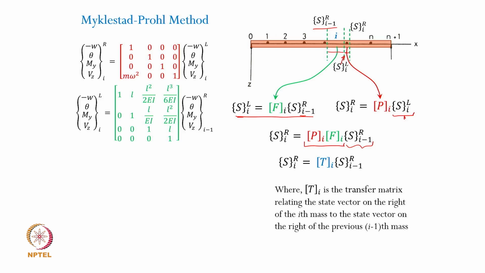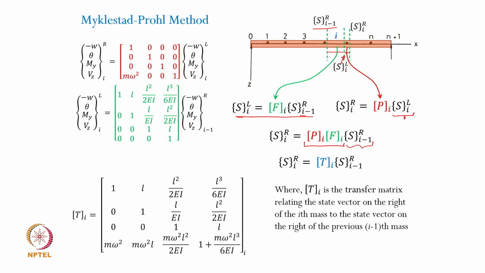we can now relate all the state variables on the right side of the ith segment to the right side of the I minus 1th segment through a matrix called a transfer matrix, that is Ti, okay. And the transfer matrix, after you do this multiplication, the product gives you this matrix, quite straightforward, okay.